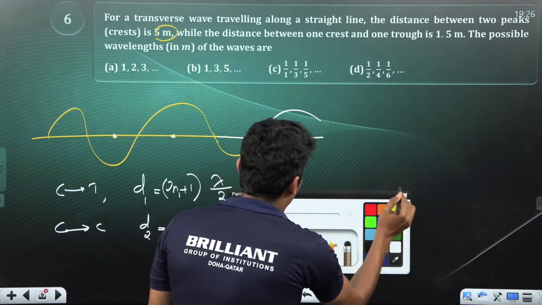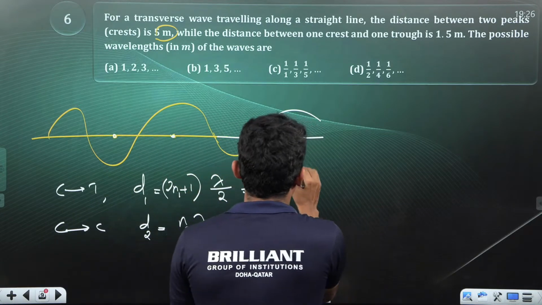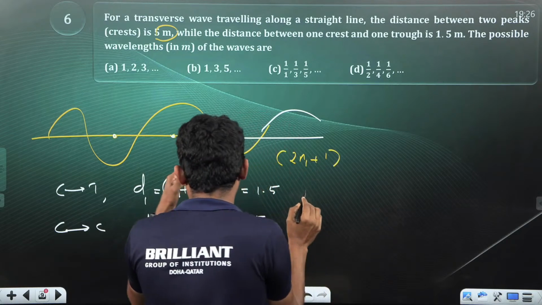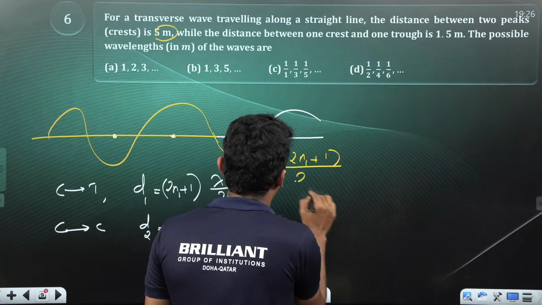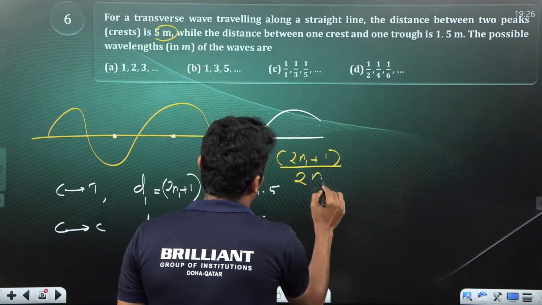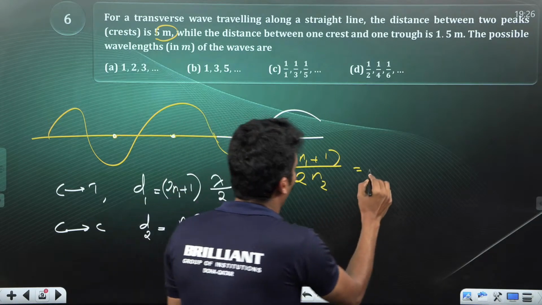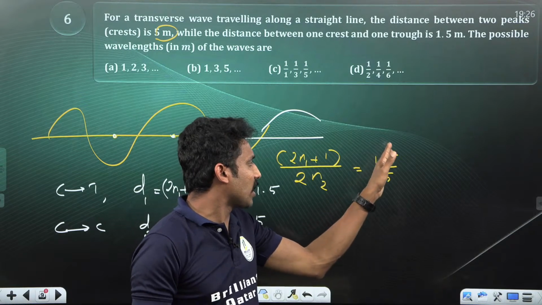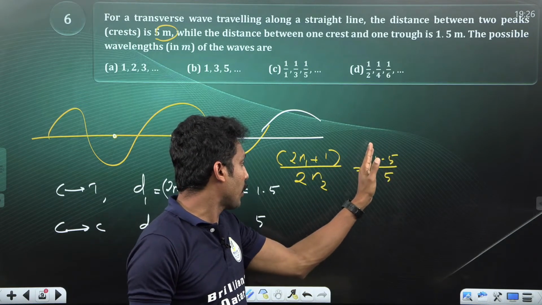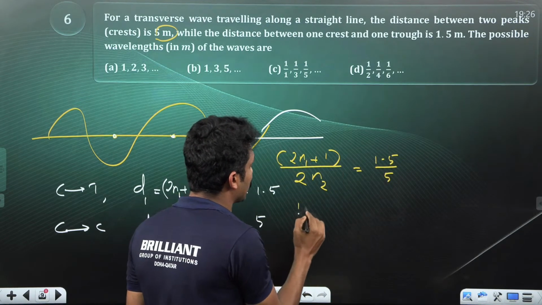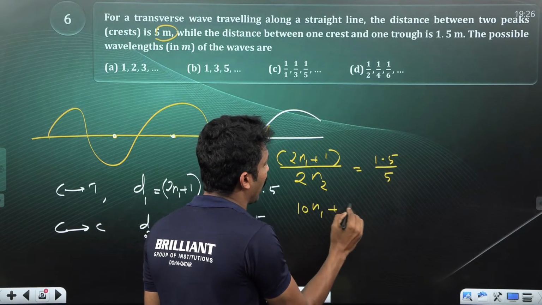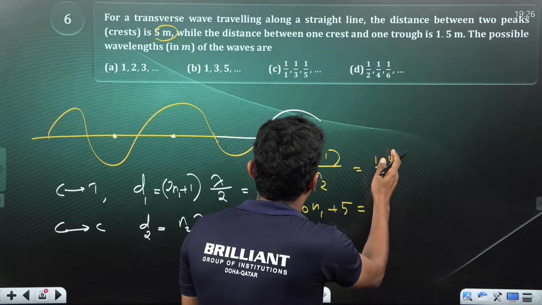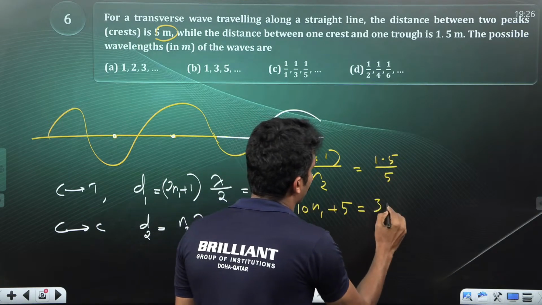Okay, yeah. Now divide both, we get 2n1 plus 1 into lambda by 2, lambda will be cut, here 2 will be there, divided by n2 is equal to 1.5 divided by 5. Okay, this one can be written as 3 by 2, 2 cut, 3 remains here, 5 into 2, that is 10n1 plus 5 is equal to, then here it is 3, 2 already cut, so this is 3n2.